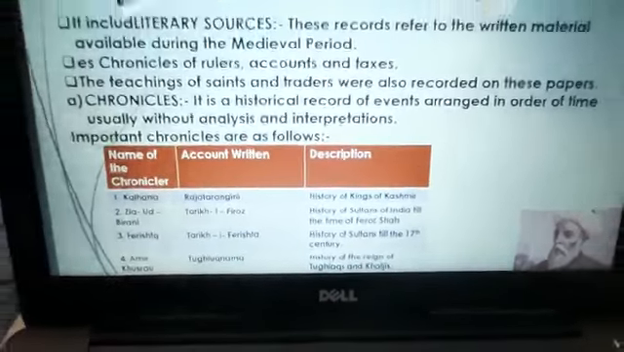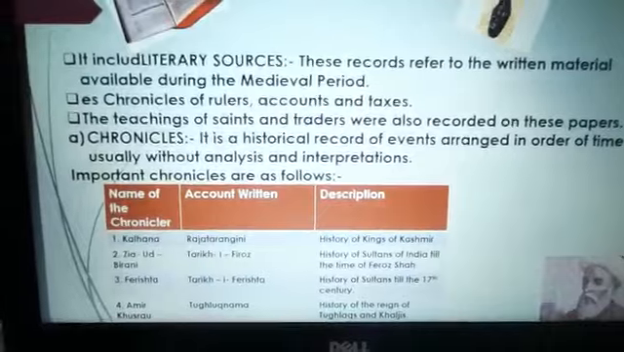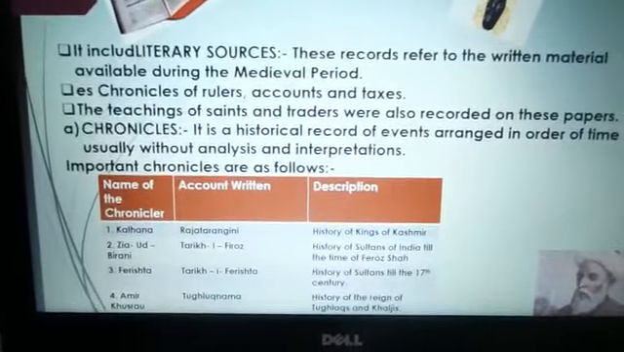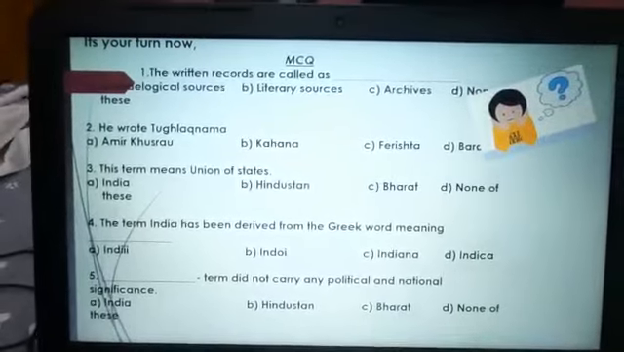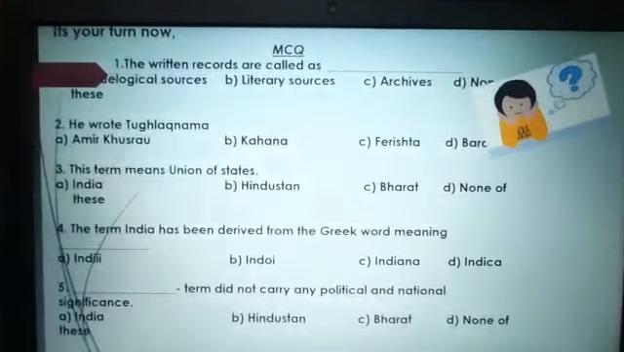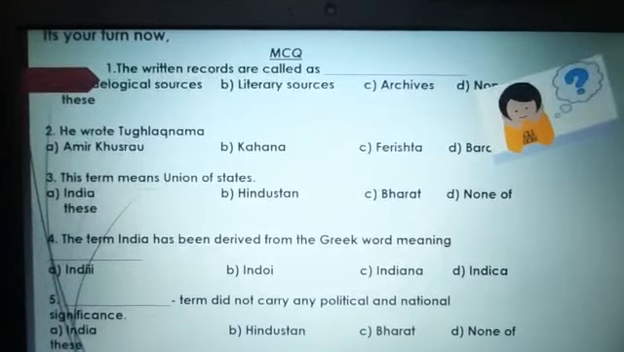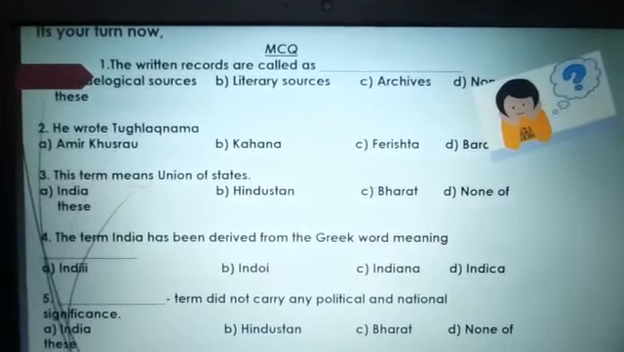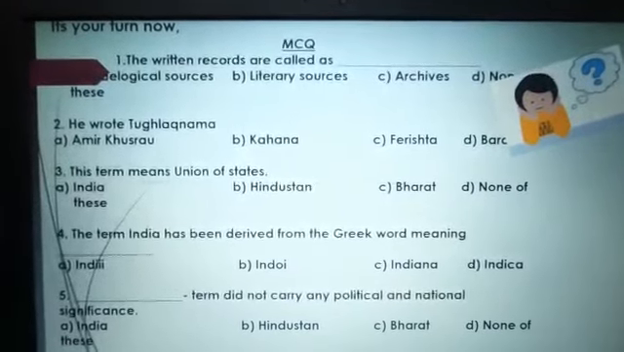So now, after studying the various sources and the detailed description of the medieval period, it's time for you to answer the following questions based on your knowledge. I hope after understanding the lesson, you will all be able to answer these questions, and the answers will be given in part 2 of the presentation.